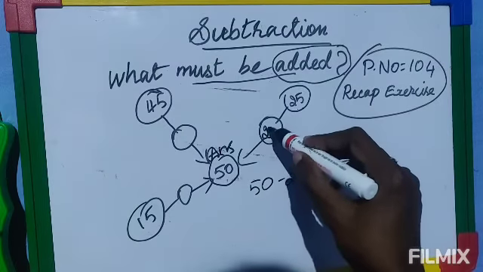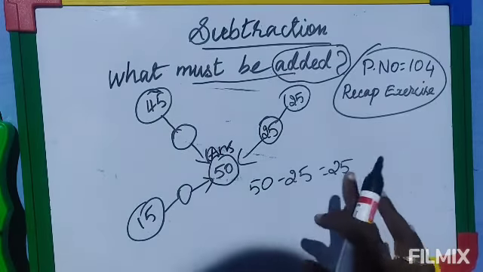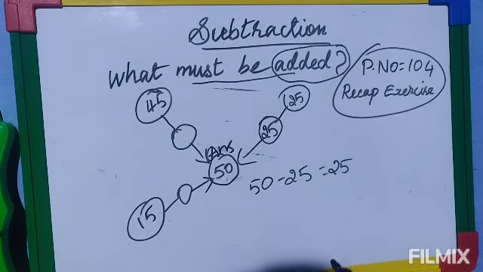So the answer here is 25. This is the way how to calculate and do. Okay, thank you.